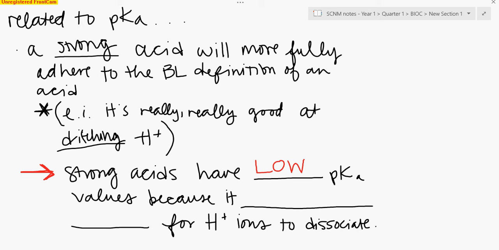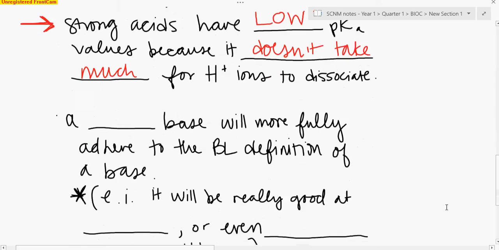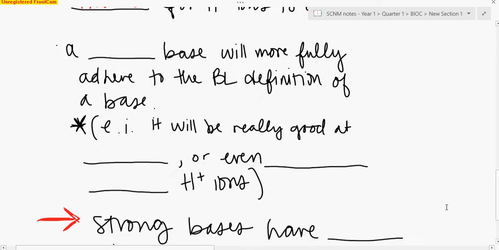It doesn't take much at all. So thinking back to the Bronsted-Lowry definition of an acid, if it's already pretty much willing and able to get rid of its hydrogens, those hydrogens will just pretty much readily dissociate, is all that that's saying. It's not going to take much for hydrogen ions to dissociate from acids. But for bases, of course, it is the opposite.